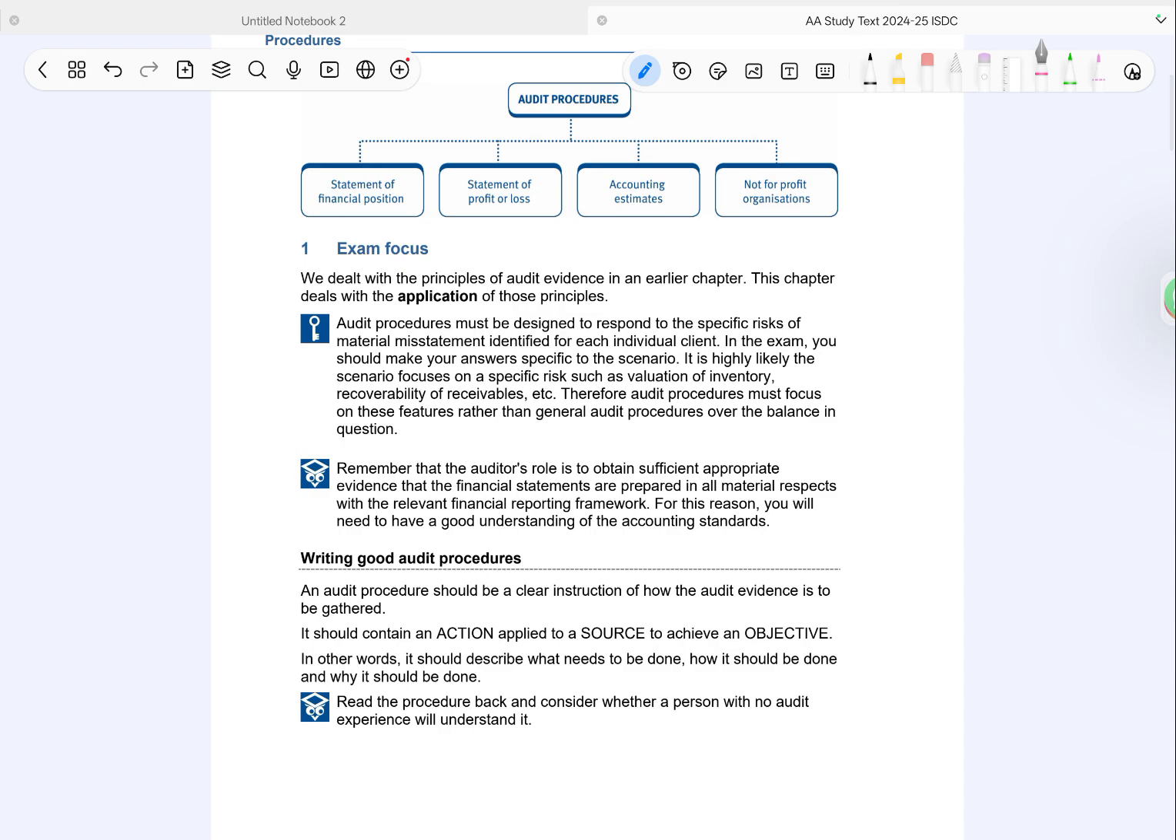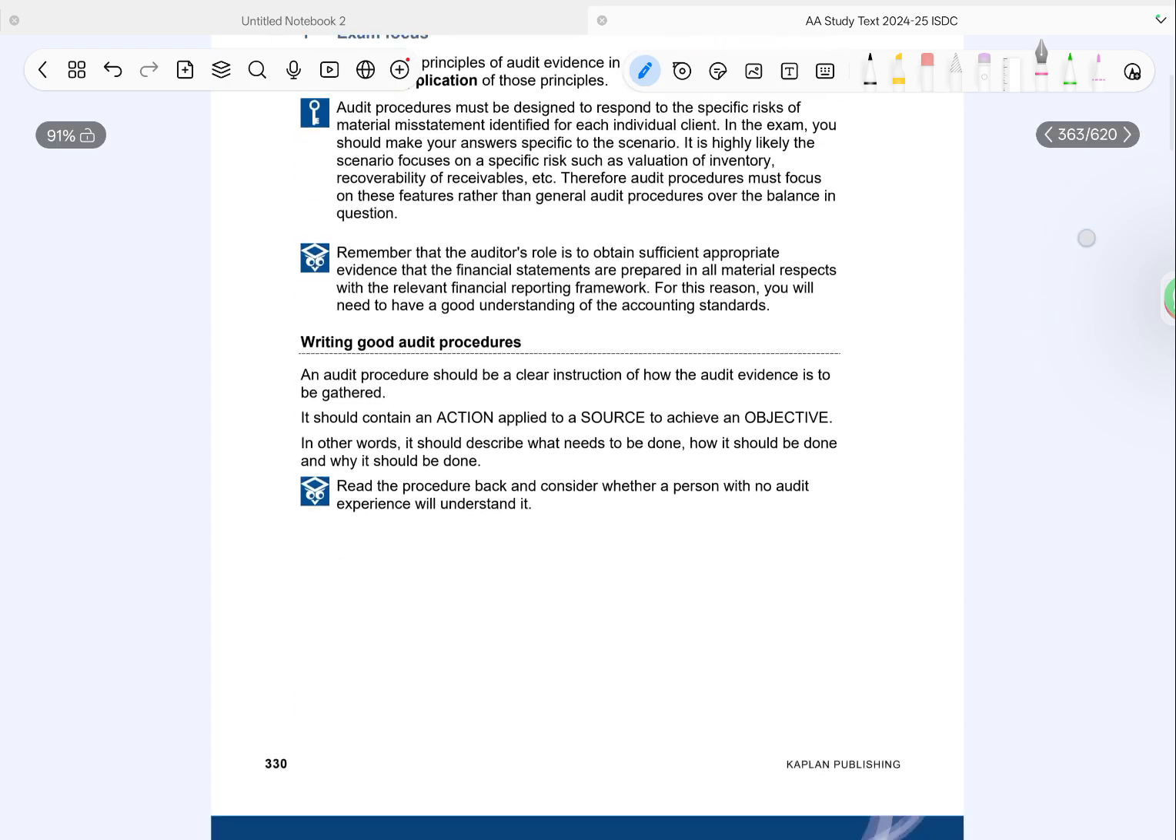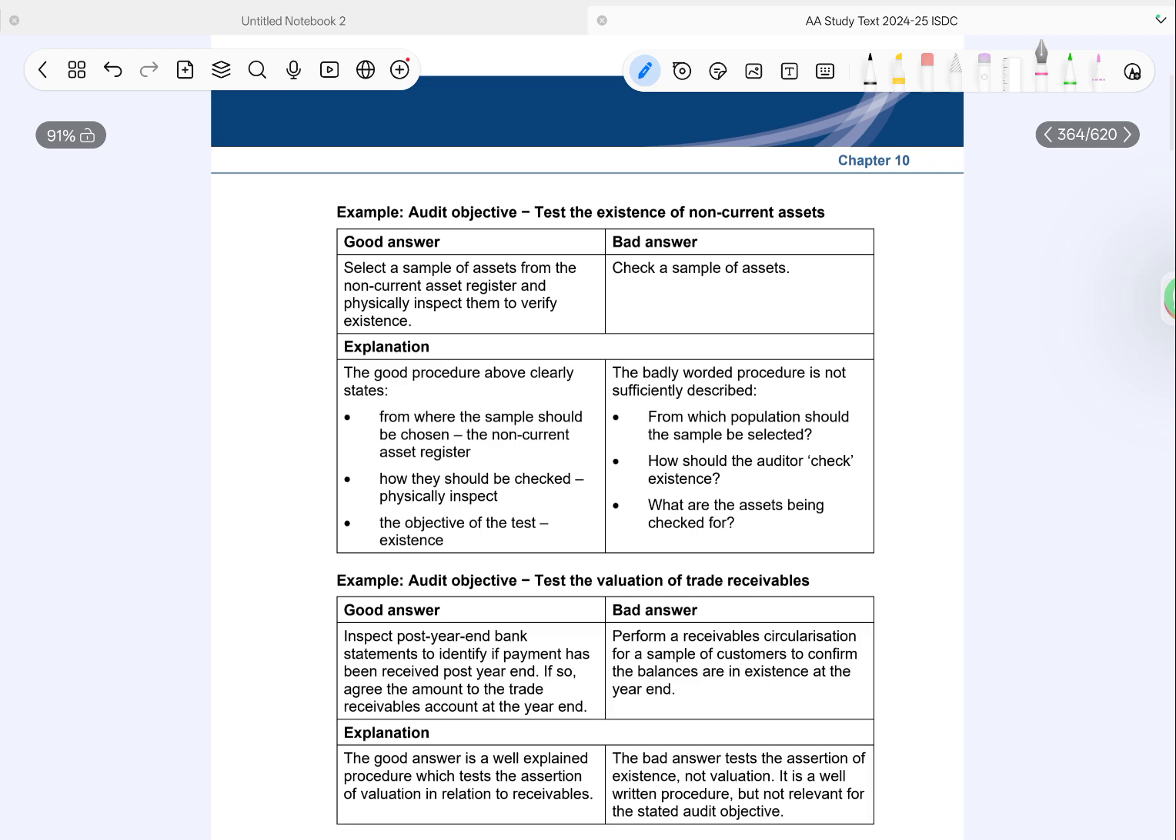When writing audit procedures, clarity is key. Each procedure should clearly state the action to be performed, the source of evidence, and the objective being achieved. In simple terms, what to do, how to do it, and why it is being done. A good way to check your answer is to read it back and ensure that even someone with no audit knowledge can understand it easily. So let's understand what makes a good audit procedure with examples.